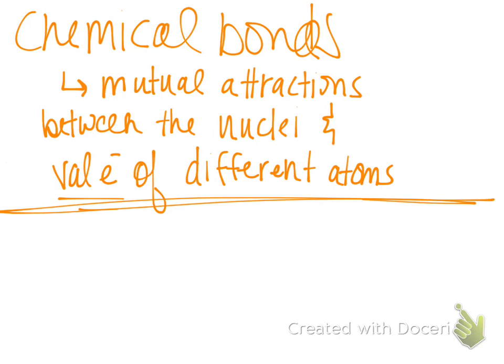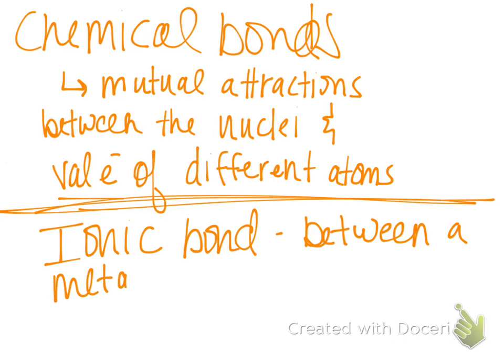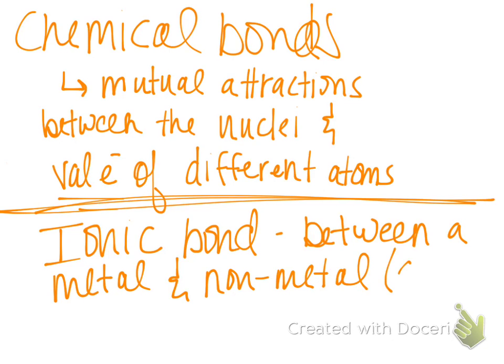There's 2 types of chemical bonds that we're going to talk about. The first of which is called an ionic bond. And what are ionic bonds? We know that ionic compounds are made up of what types of elements? What 2 types of elements? Metal and a nonmetal. Good. So ionic bonds are between a metal and nonmetal. Okay, or we can also think of it as between a cation and an anion.